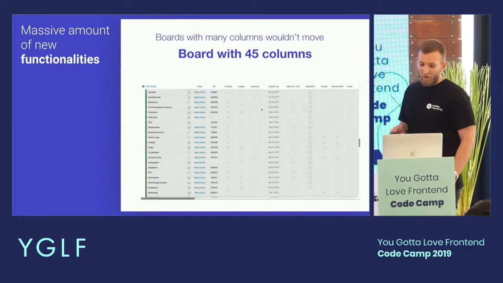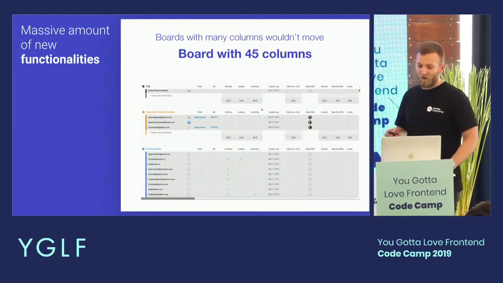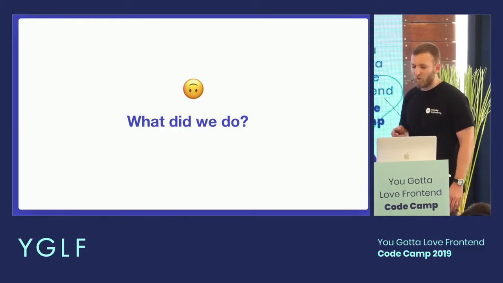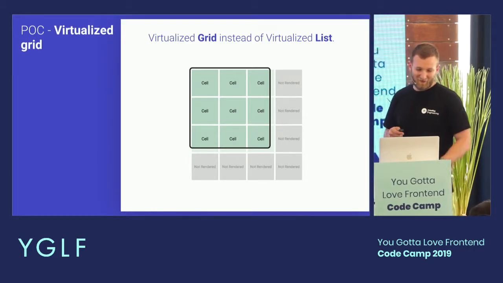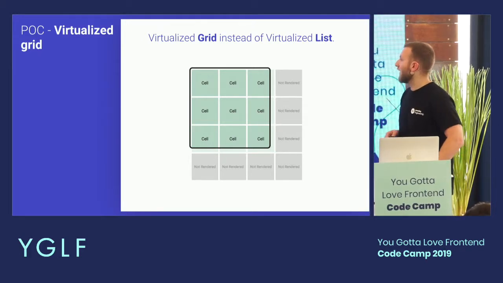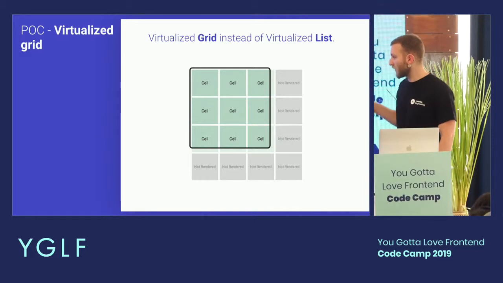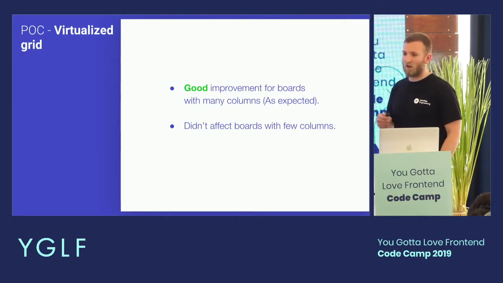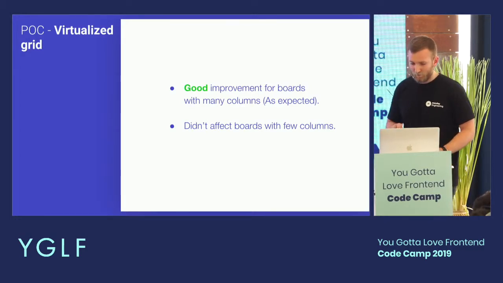We took a look at a large board with a lot of new columns, and we saw that the board is very, very heavy. We can't scroll down easily, and the interaction is very slow. So we took more than 2 days, a number of days, in order to do a POC, to build a virtualized grid. The difference between a virtualized grid and a virtualized list is that in addition to the windowing of rows, we are windowing also the columns. So it was very good for boards with a lot of columns, but it didn't affect boards with a few columns, as we expected.